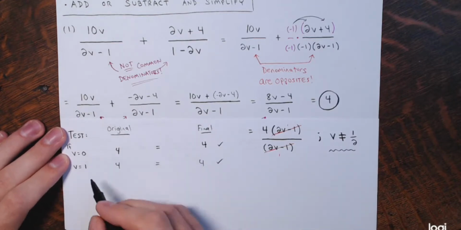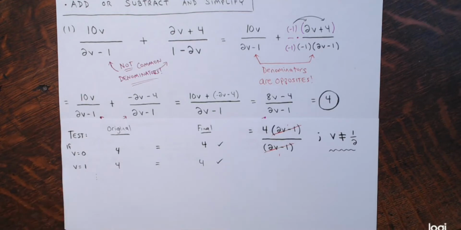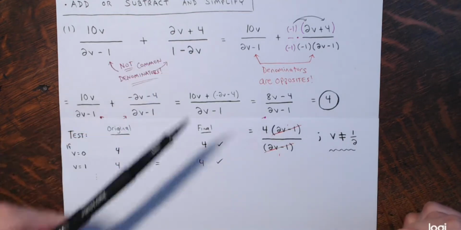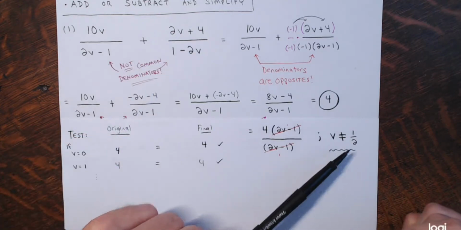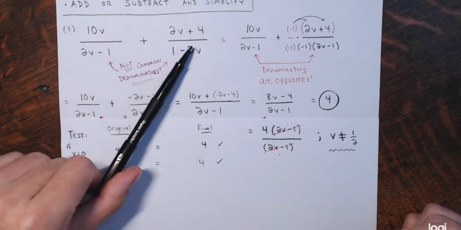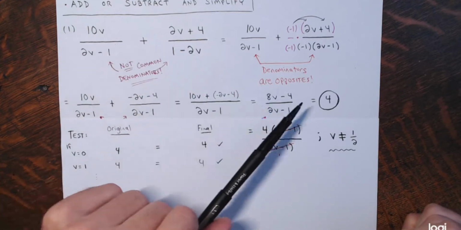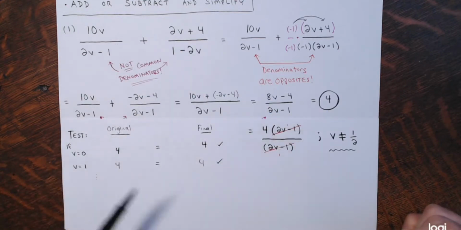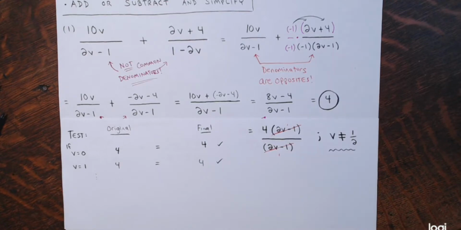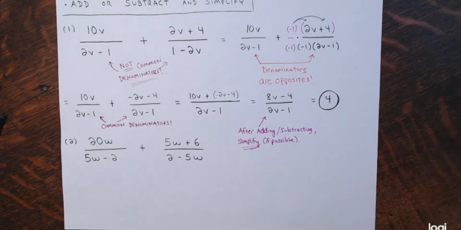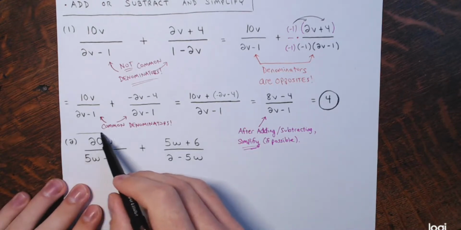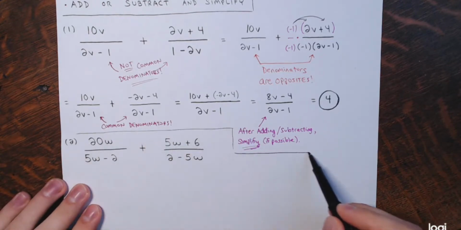And you could do this all day long. Replace v with any number you want, except a half. And the value of the original expression should be equal to 4. The value of the final expression. And again, I leave it to you to test other values. So moving along here, let's go to example 2. Same thing. Very similar setup.